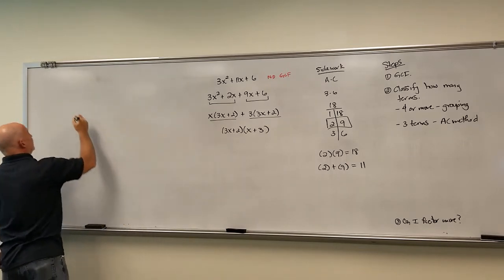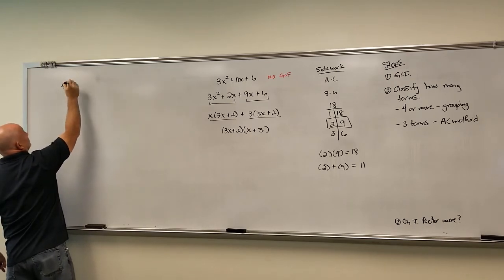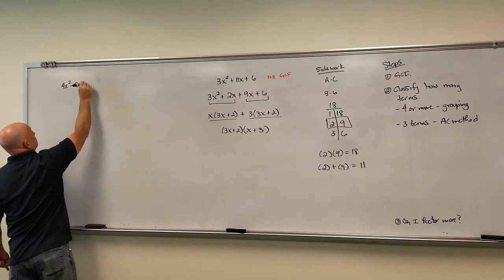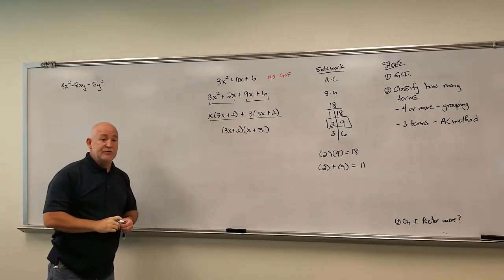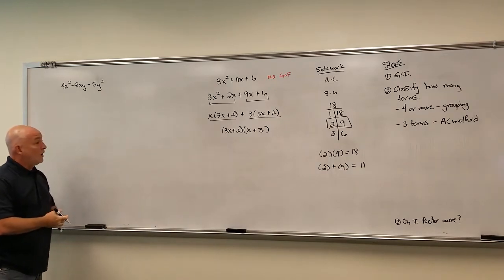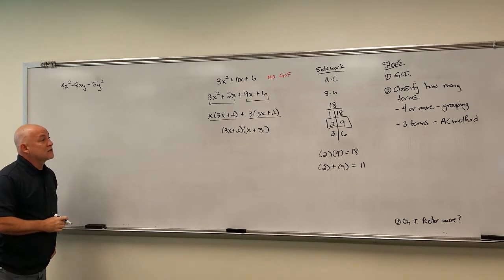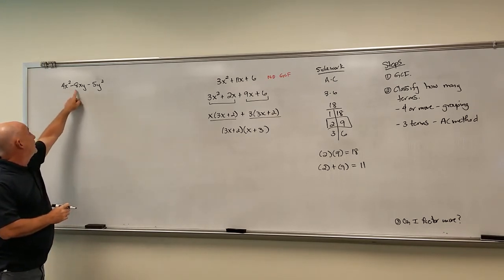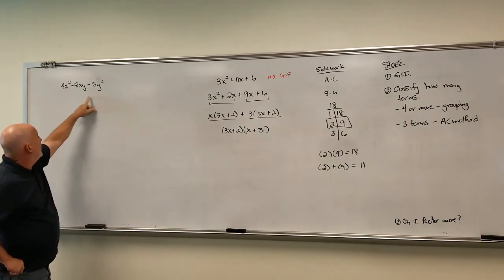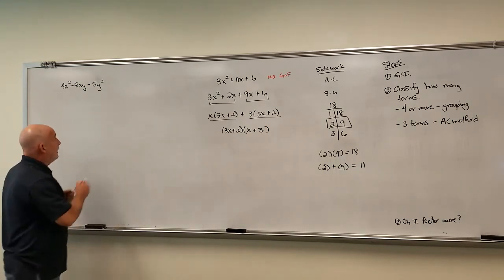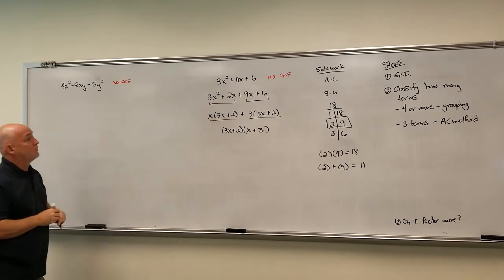Let's see if we have, okay, 4x squared minus 8xy minus 5y squared. So always, always, always, we want to go down our list. We're looking for a greatest common factor first. There's no number that goes into 4, 8, and 5, except for 1. And let's see, they all don't have an x or they all don't have a y. So as of right now, we can say that this has no GCF.